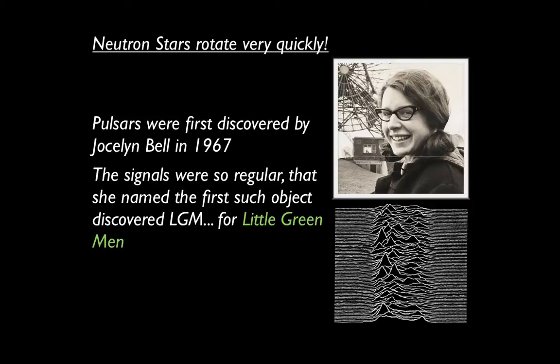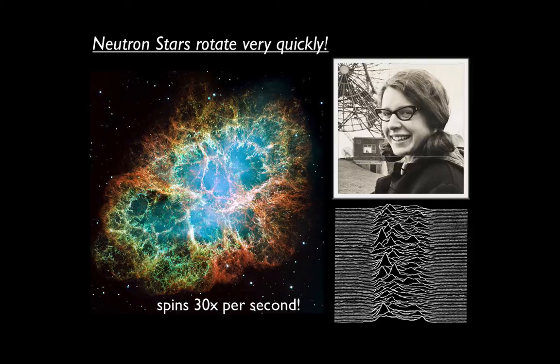And for any Joy Division fans out there, you might see this is the cover of one of their albums that shows the pulses from this first pulsar discovered. The Crab Nebula is a supernova remnant in the constellation Taurus, one of the most famous, corresponding to the supernova that went off in 1054. The Crab Nebula has a neutron star at its core, and that neutron star spins 30 times per second. So it rotates on its axis 30 times in 1 second.